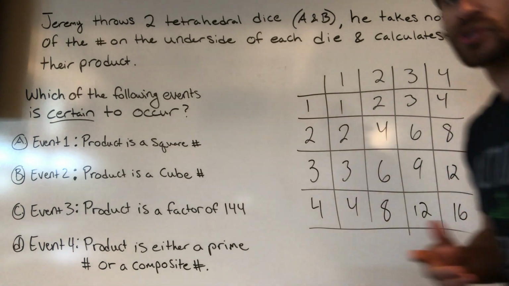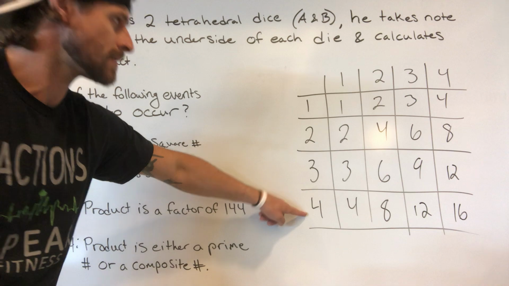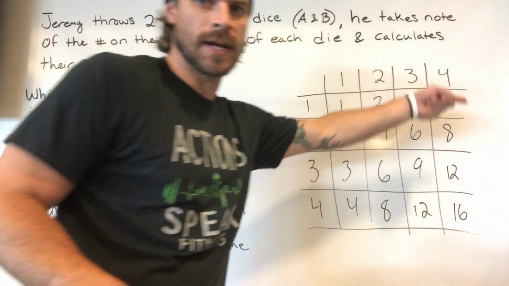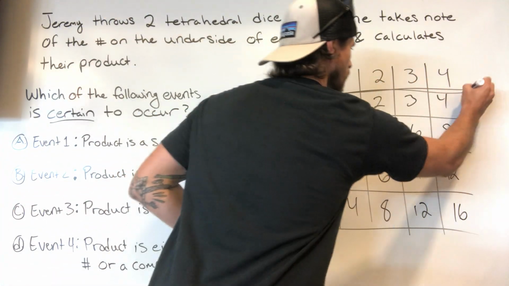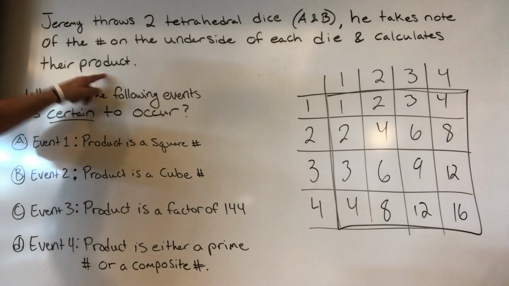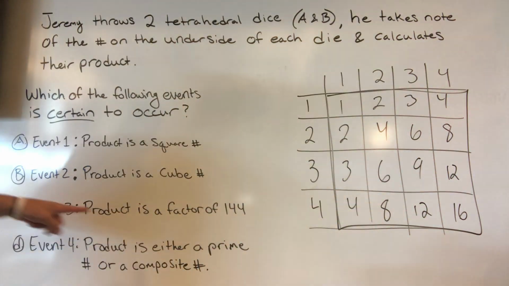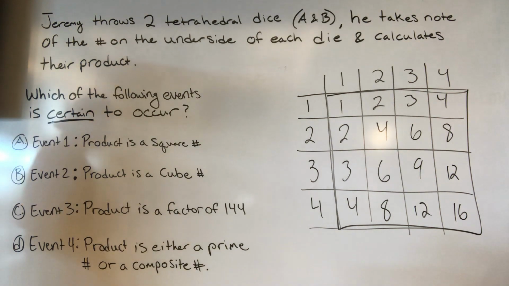So by making this chart right here, we got 1, 2, 3, or 4 on one dice. 1, 2, 3, or 4 on the other dice. Now we can see every possible outcome. Everything we're looking at here are possible outcomes for a product. Now, if we look at this chart, we should be able to answer which one of these events is certain to occur, meaning it has to happen.